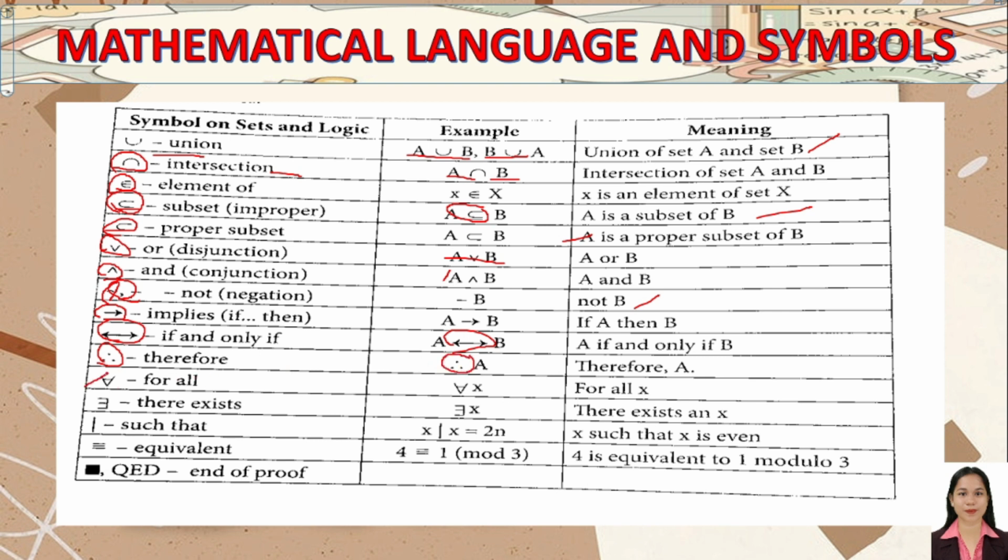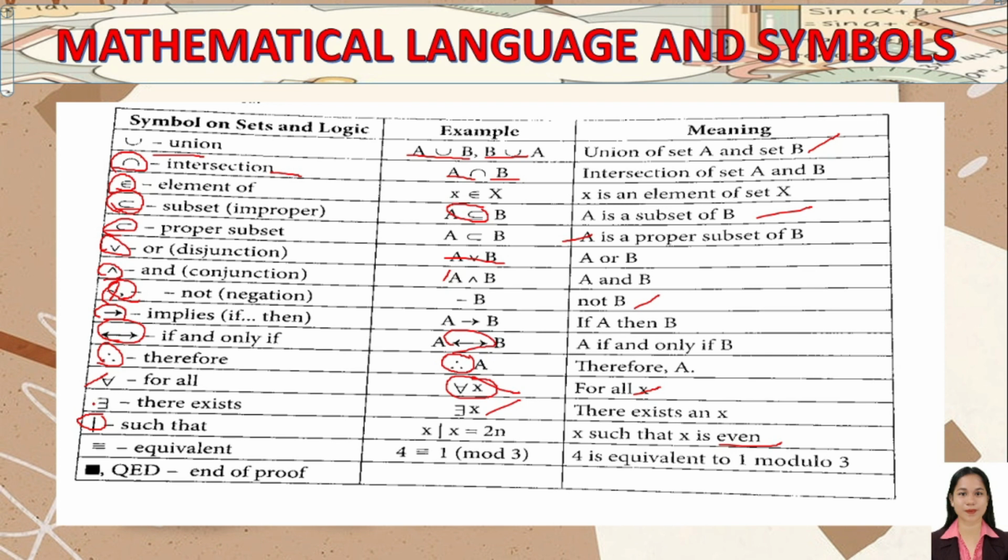And this one is for all. So for all X, meaning kapag nakakita kayo ng ganitong sign or ganitong symbol, for all X yung ibig sabihin yan. And yung E na pabaliktad, ibig sabihin there exists an X. And this symbol such that, so X such that X is equal to 2n. So X such that X is even.